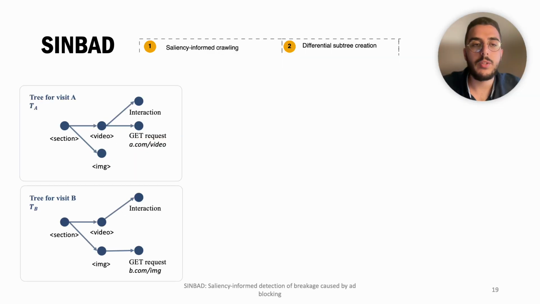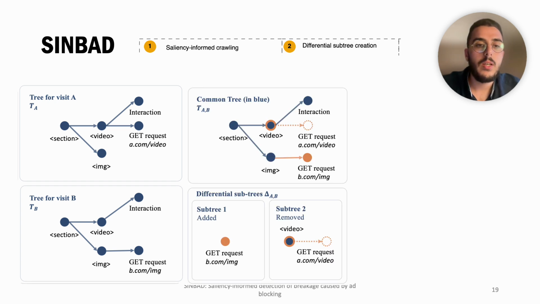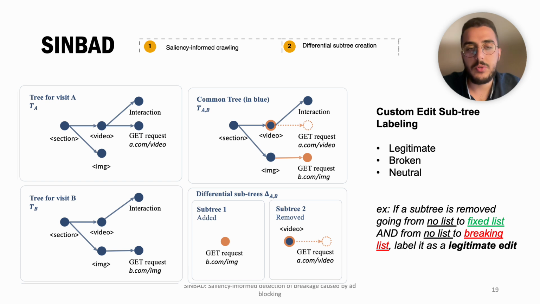We then compare the trees from pairs of visits we perform to extract what we call edit subtrees. These are the groups of nodes that change from one tree to the other. They could be edited, removed, or added. For training purposes, we also label each subtree as either a legitimate change, a breaking change, or a neutral change. And this happens by looking at where the changes come from and what is the type of change. For example, if some subtree is removed going to a fixed list and a breaking list, we can label it as a legitimate edit since it must be a blocked ad.